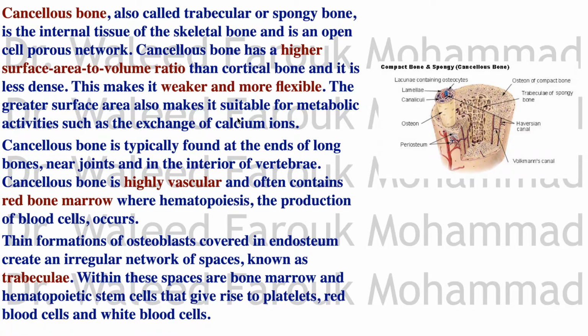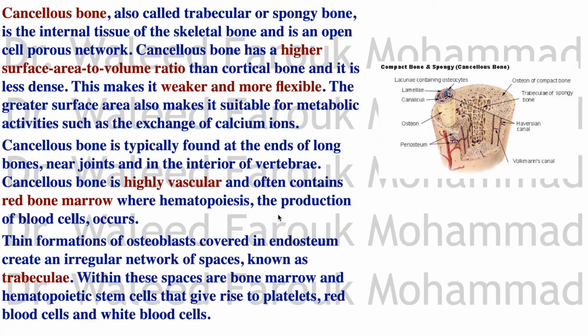Now you can find it inside the bone, especially at the ends of long bones. And if you cut, for example, or take a section in the head and neck of the femur, you will find the cancellous bone arranged in a special arrangement to transmit the forces applied to the bone. The cancellous bone is highly vascular and contains red bone marrow, where the red bone marrow is the site of hematopoiesis, meaning production of the elements of the blood, like white blood cells, red blood cells, and platelets.